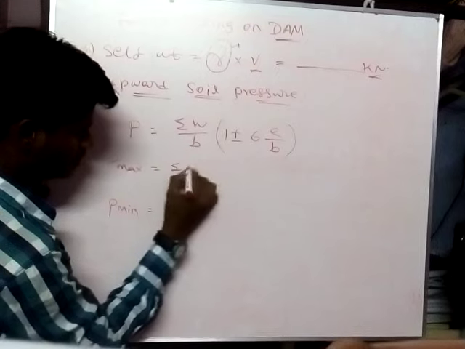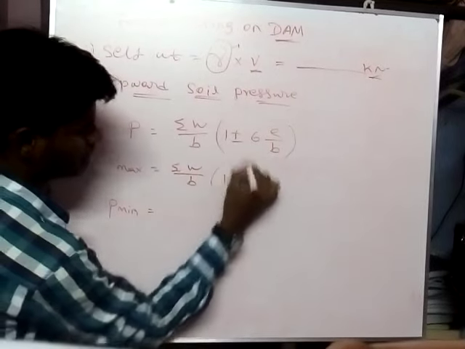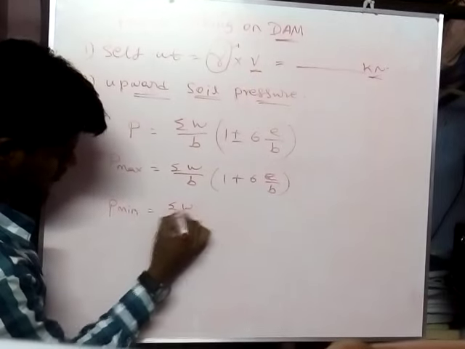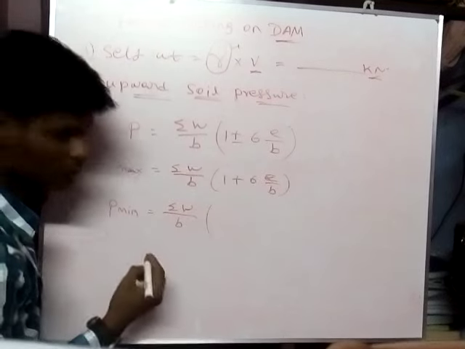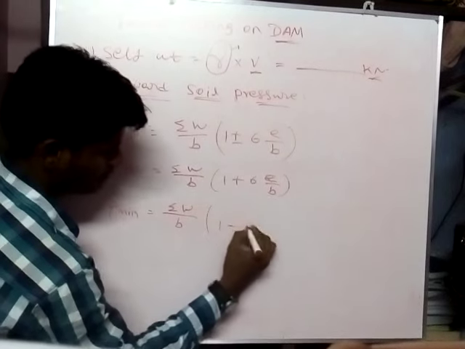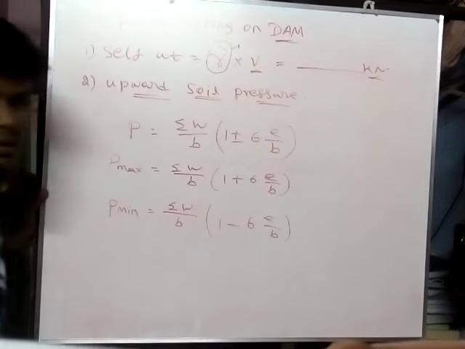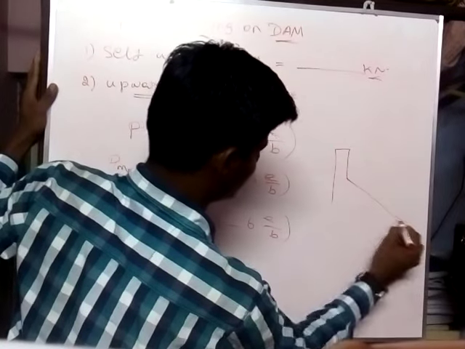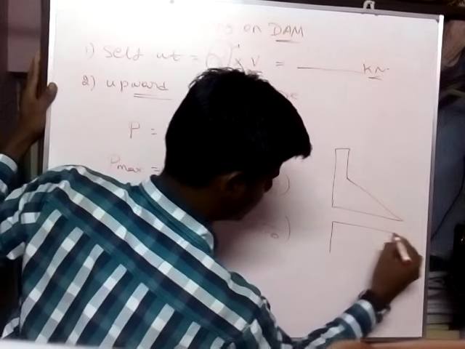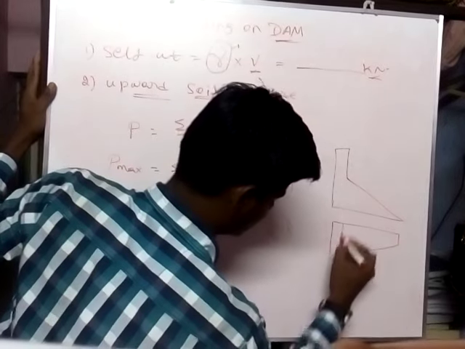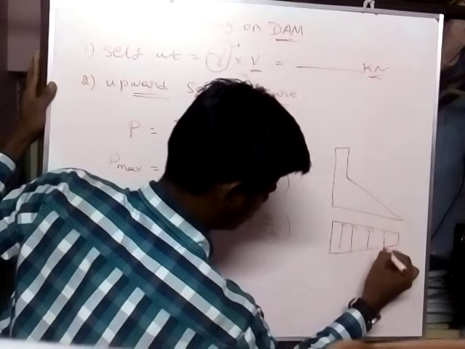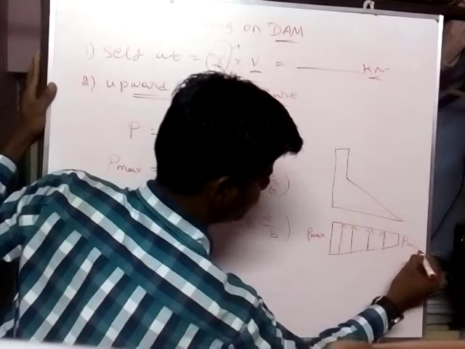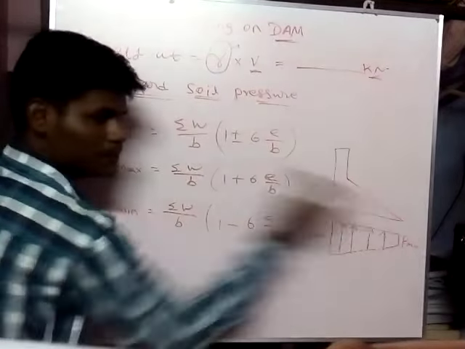So for P max we have to take plus, and for P minimum, the minimum pressure, we take minus. The distribution diagram for the dam is like this. This is P max, this is P min.